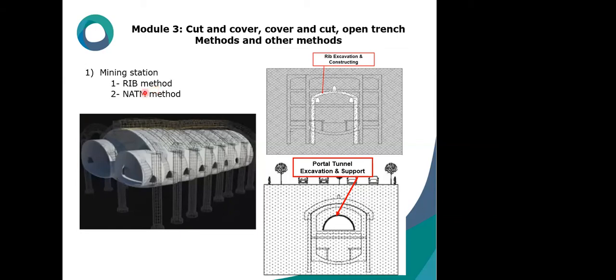Please pay attention to this figure. As can be seen in this figure, the main tunnel is surrounded by a series of structural elements. It is called the rib method or Russian method. These elements, these beams, are large concrete beams and piles. They are constructed before the construction of the main tunnel to increase the safety during excavation.